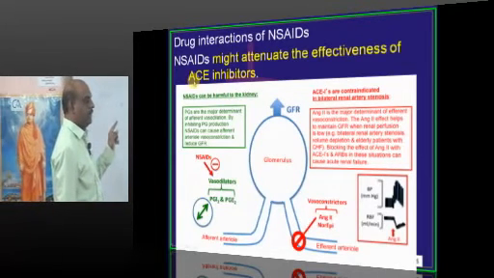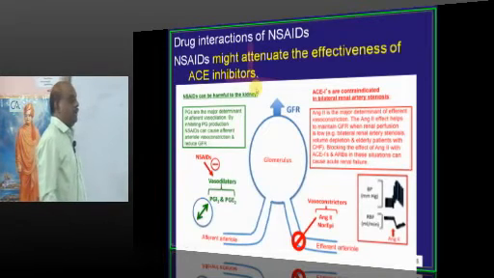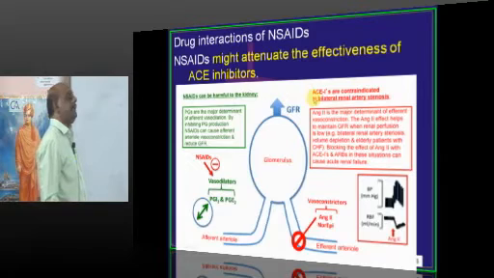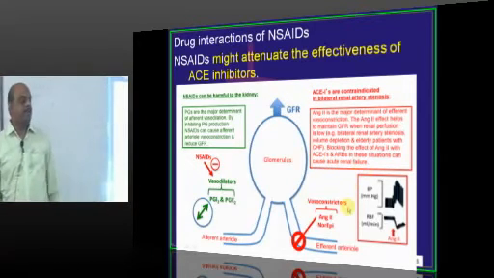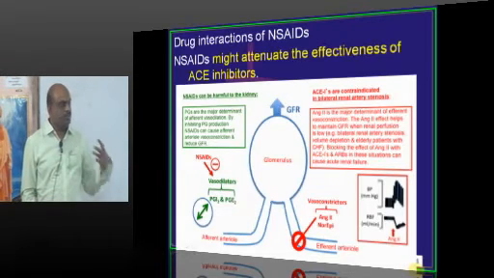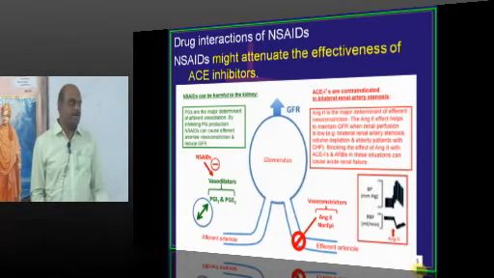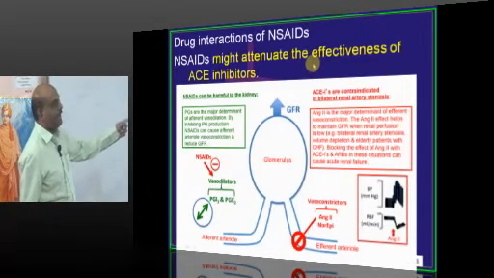NSAIDs, not only aspirin, other NSAIDs also, they all will attenuate the effectiveness of ACE inhibitors. ACE inhibitors are enalapril, lisinopril, ramipril, all that which we use for treating hypertension, which we use in congestive heart failure. Their effects are attenuated, that is weakened by the NSAIDs.